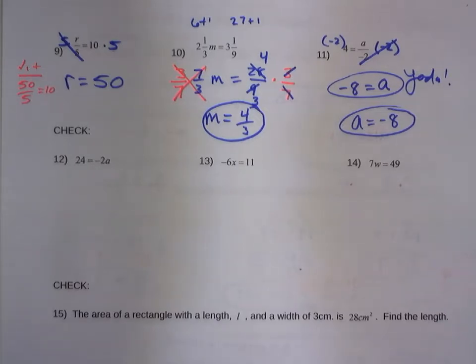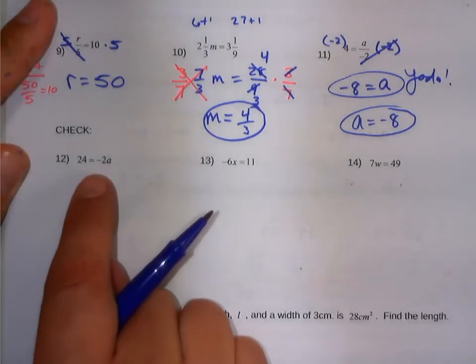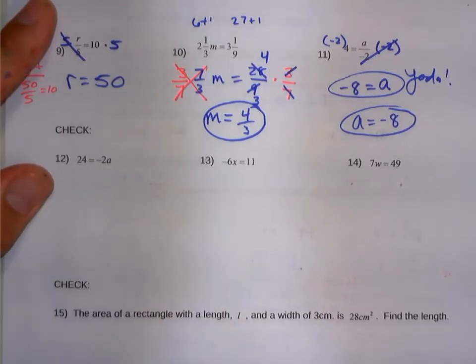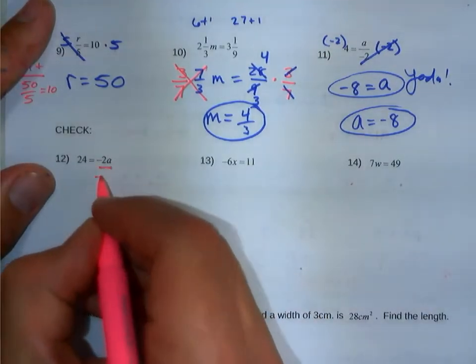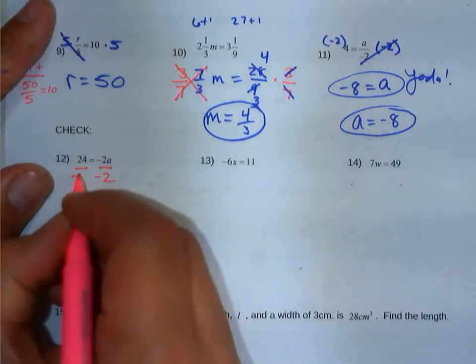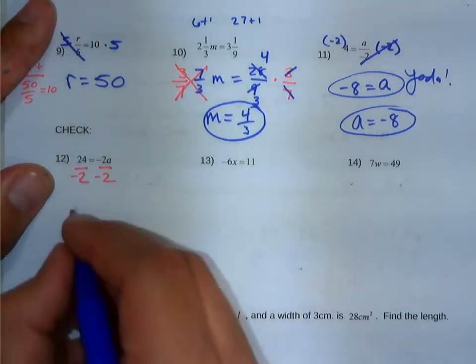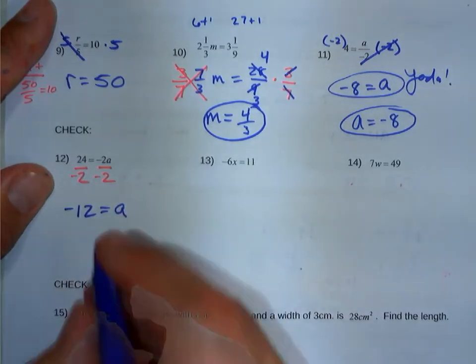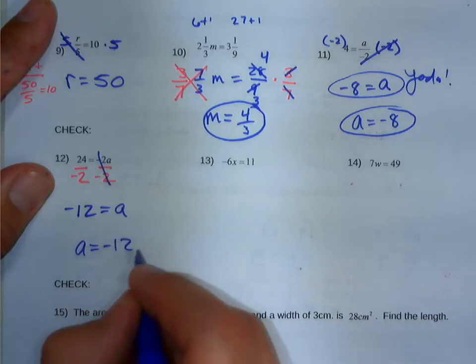All right, we got 4 more here. So now we're switching gears. Now what I notice is I got 24 equals negative 2 times a. Well, I want to get rid of this negative 2 times. So the opposite of times is division, so I'm going to divide both sides by negative 2. As I show work, I got 24 divided by negative 2 is negative 12, and that equals a. That way these guys cancel out. Again, rewrite it. A is negative 12.